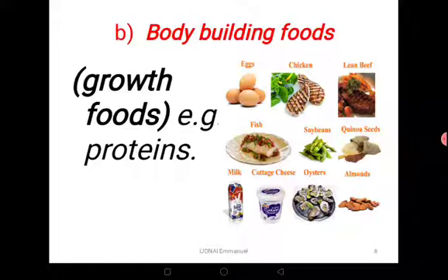So I want you to continue naming them. At least give 20 foods that you can eat to get proteins. Give me other 20 that you know, apart from the ones we have named there.